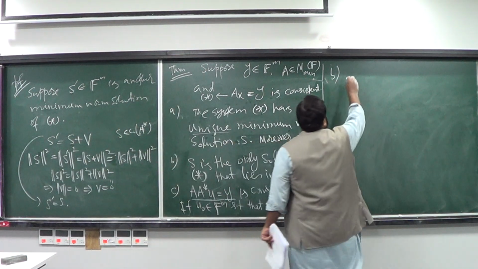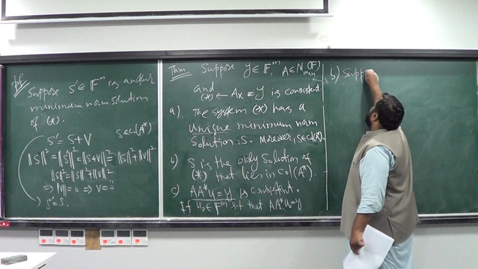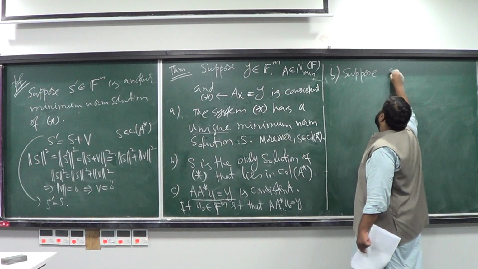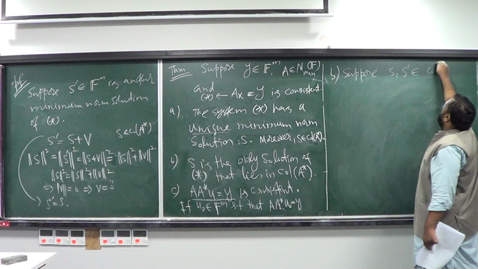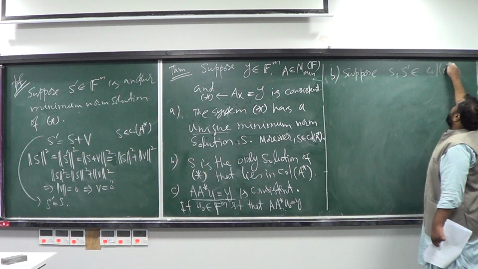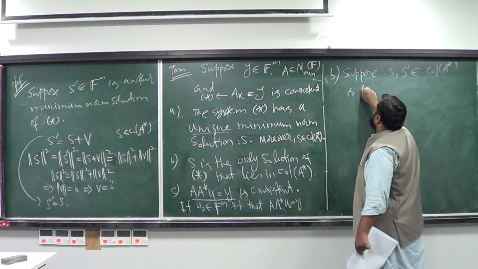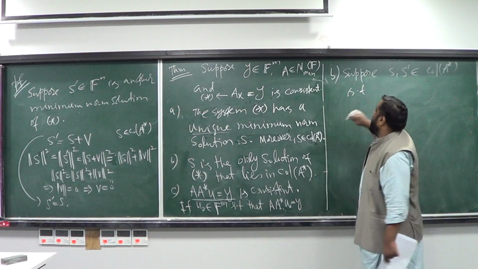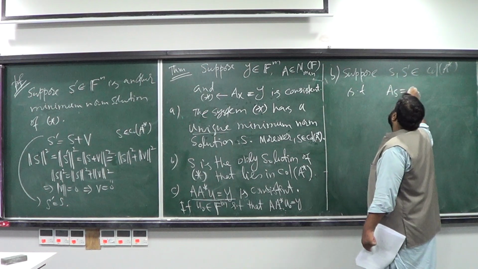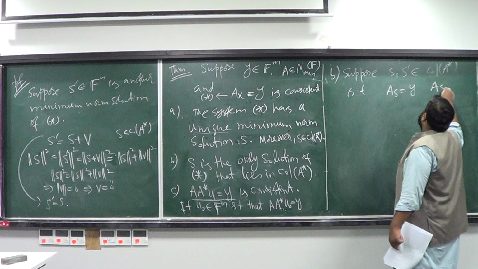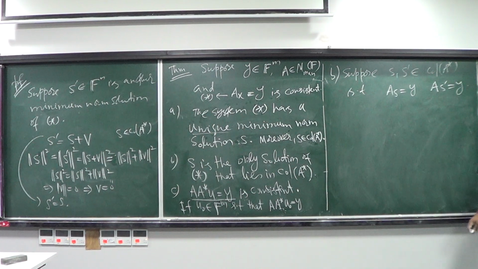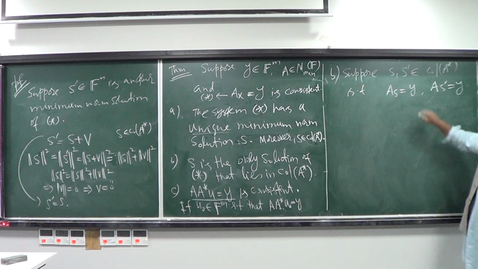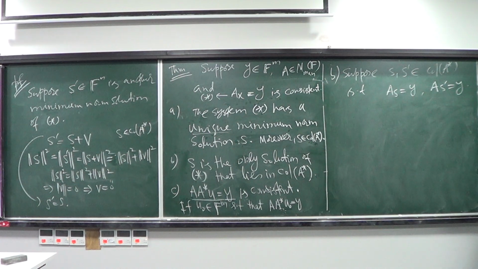So suppose there are two actually. Suppose there are S and S prime in the column space of A star, such that they solve the system. In other words, AS is y and AS prime is also y. So they both solve the system.